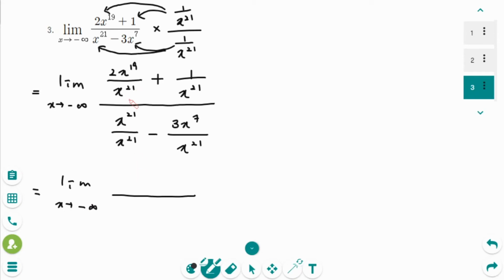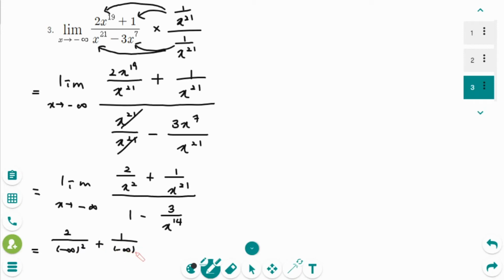The first one is 2 over x squared plus 1 over x to the power of 21. This one is 1 minus 3 over x to the power of 14. And then put minus infinity into x. 2 over minus infinity squared plus 1 over minus infinity to the power of 21 over 1 minus 3 over minus infinity to the power of 14, like this.